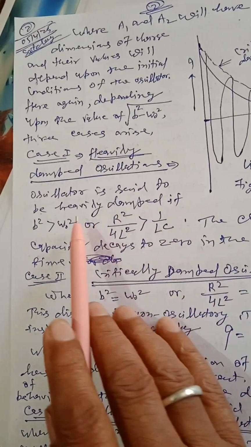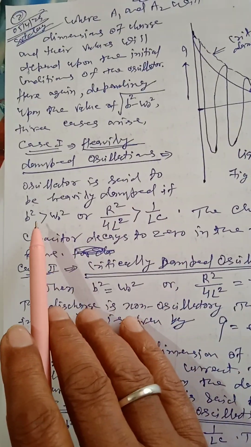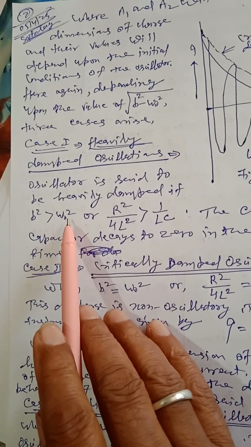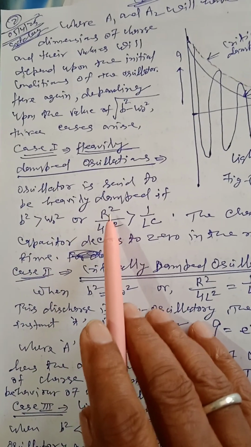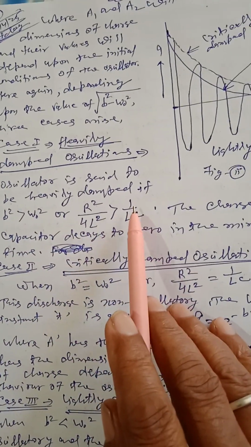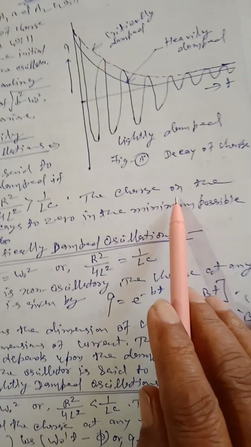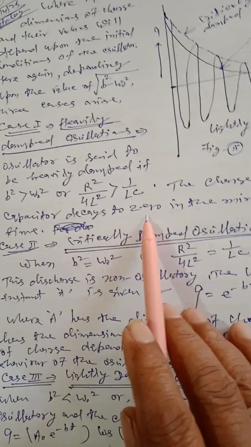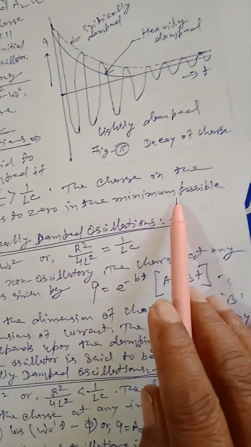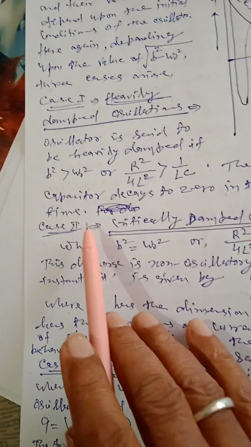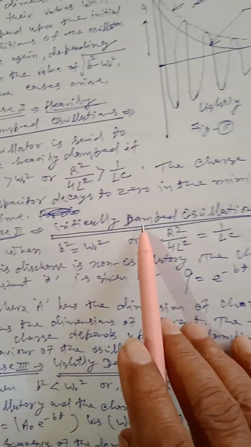The oscillator is said to be heavily damped if b square is greater than omega naught square, or R square by 4L square is greater than 1 by LC. The charge on the capacitor decays to 0 in the minimum possible time. Case second, critically damped oscillations.